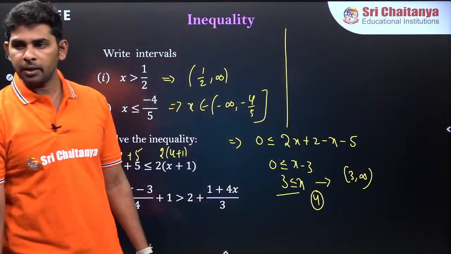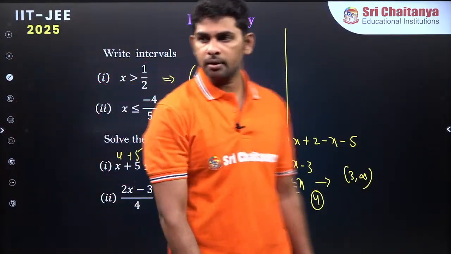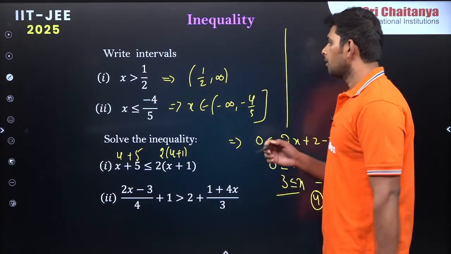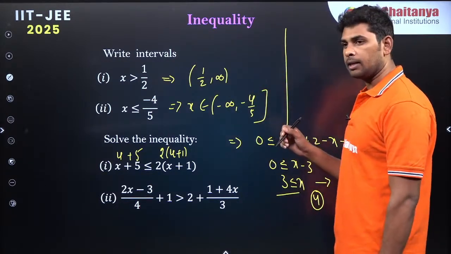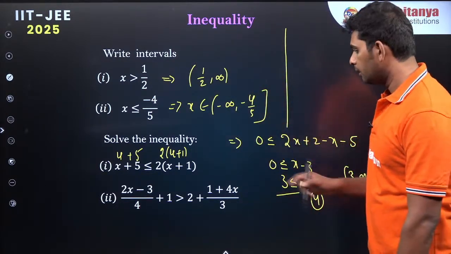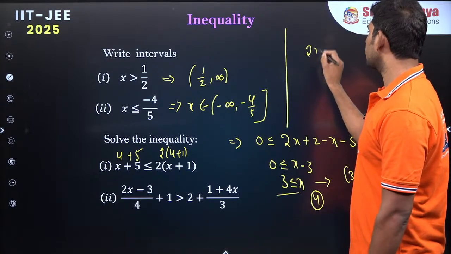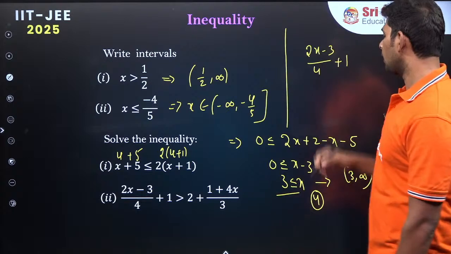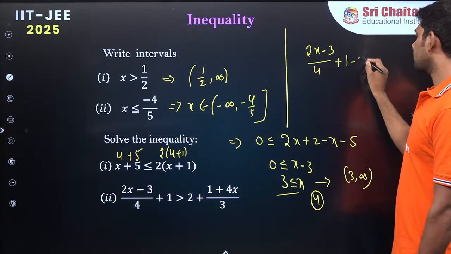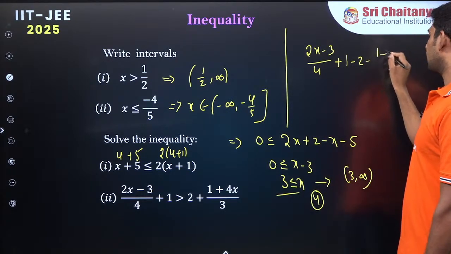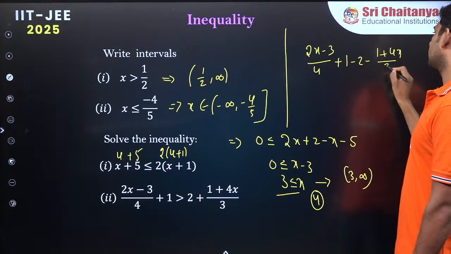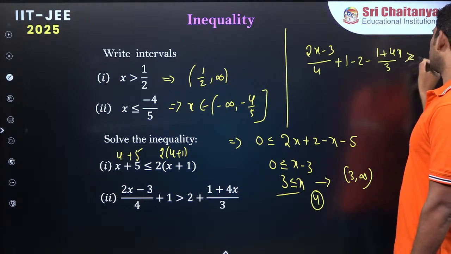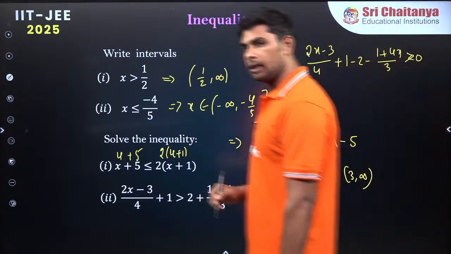Right, minus 5 by 2 to infinity, you are getting, very nice. Let us check whether it is correct or not. You can see that 2x minus 3 divided by 4 plus 1, I am taking all the terms on the left side, which is giving us minus 2 minus 1 plus 4x divided by 3 is greater than 0. Now let us simplify on the left side here.